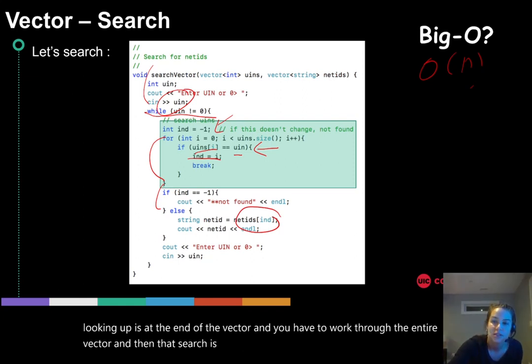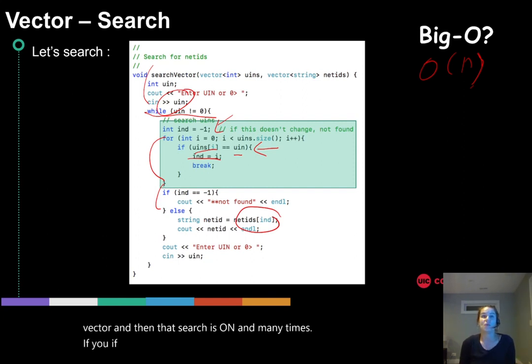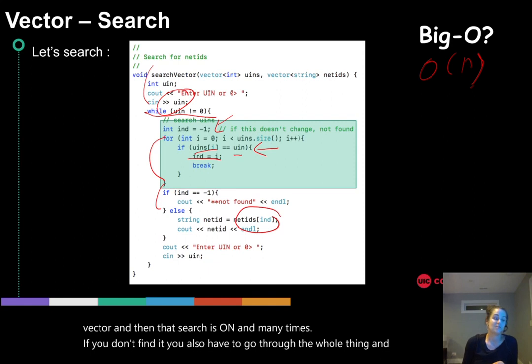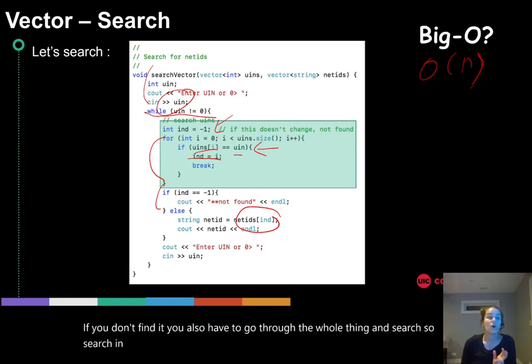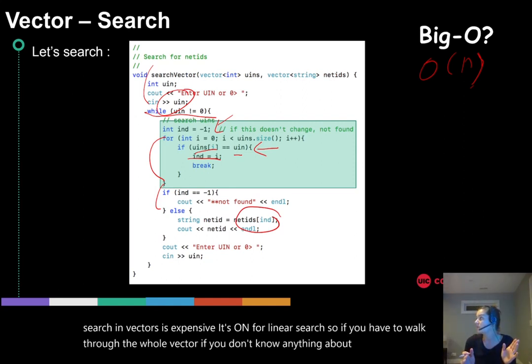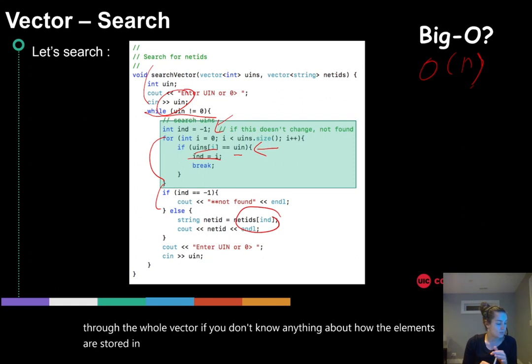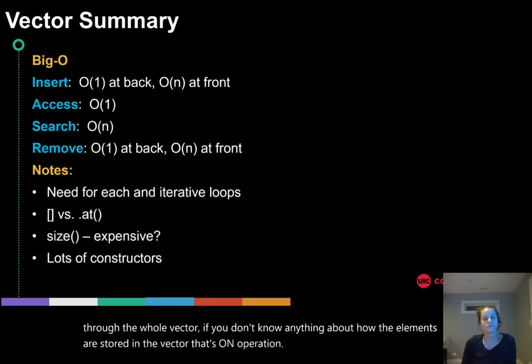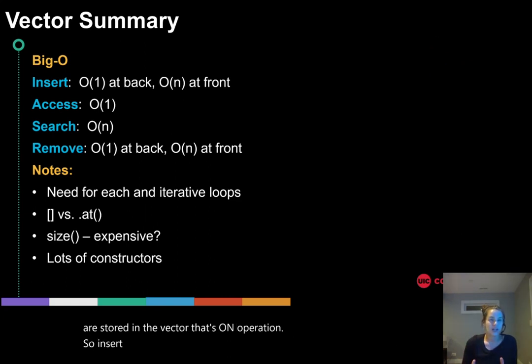And many times, if you don't find it, you also have to go through the whole thing. So search in vectors is expensive. It's O(n) for linear search. If you have to walk through the whole vector, if you don't know anything about how the elements are stored in the vector, that's an O(n) operation. So insert and access are pretty good for vectors. You can make it work for vectors, but search is expensive, O(n).